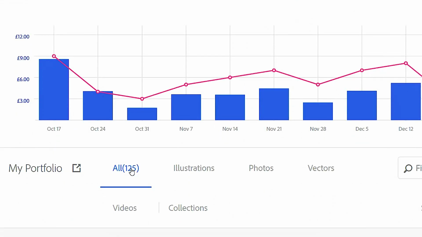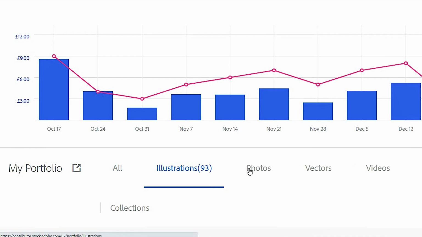But before we dive into that, we need to touch upon some background information to put my portfolio and my earnings into perspective, as it's highly probable that you are sitting on a larger portfolio, and therefore you're probably going to earn more than me. My portfolio is just 125 assets strong, comprising 93 illustrations, 29 images, and 3 videos.